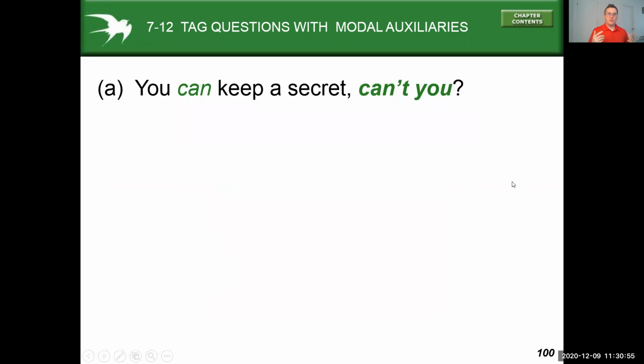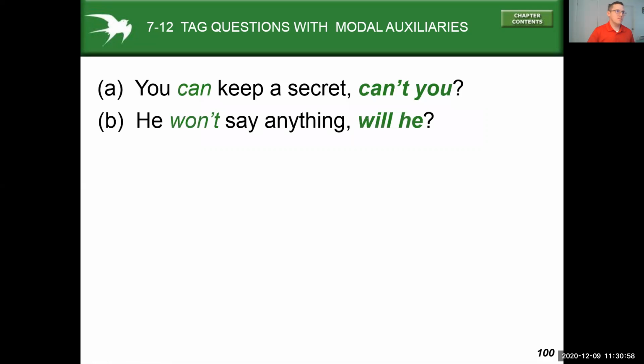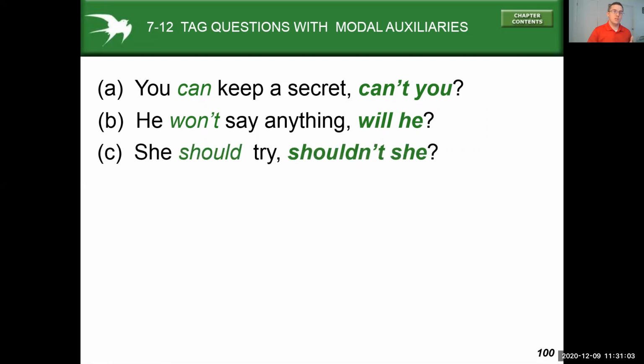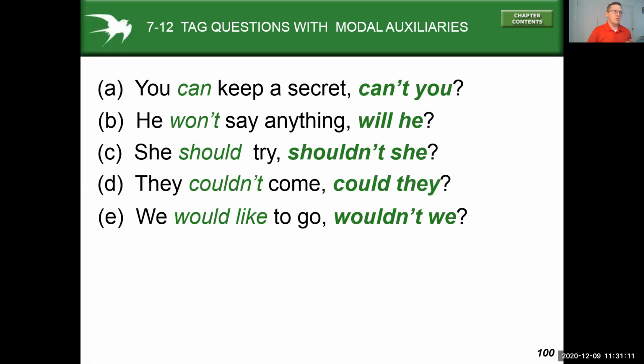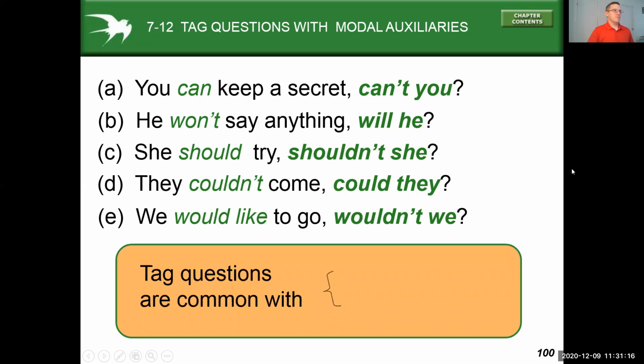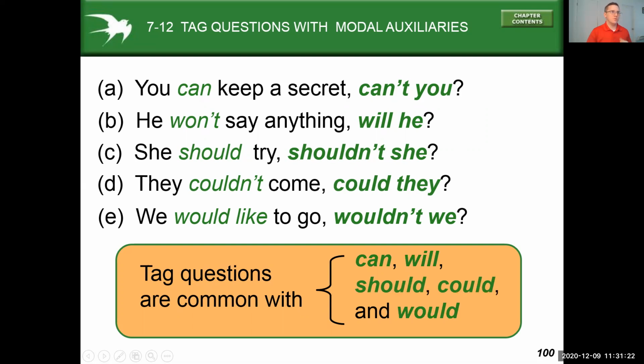You can keep a secret, can't you? He won't say anything, will he? She should try, shouldn't she? They couldn't come, could they? We would like to go, wouldn't we? Tag questions such as these are very common with the modals can, will, should, could, and would, but you can use this structure for any modal auxiliary.